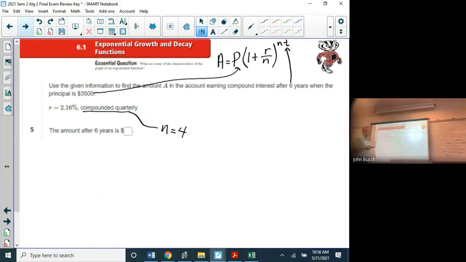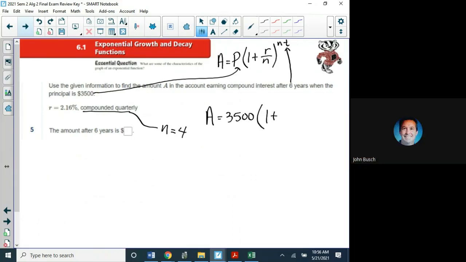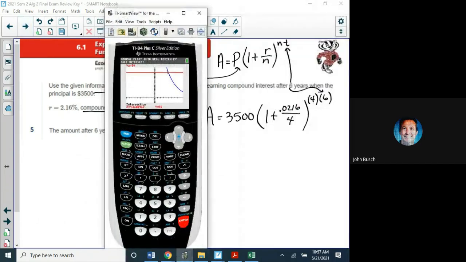So we can calculate this, right? We're going to get the final amount is 3,500 times (1 plus the rate, which is 2.16% as a decimal, divided by 4, because that's n, the number of times it's compounded each year), and the power is 4 times 6, because t is 6. You can plug that straight into your calculator and just let your calculator do all the thinking and figure out the order of operations and stuff.